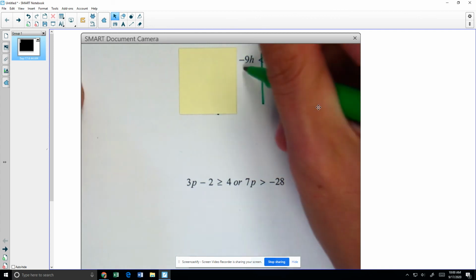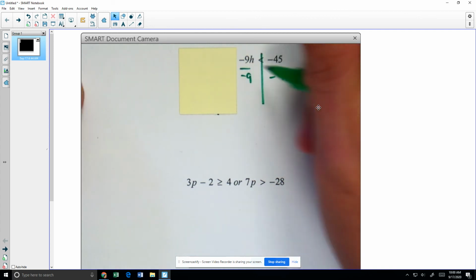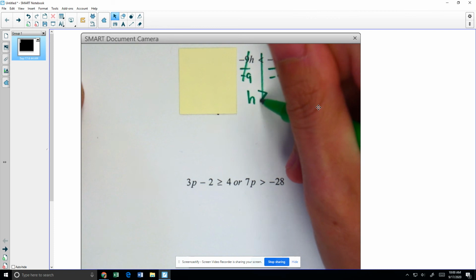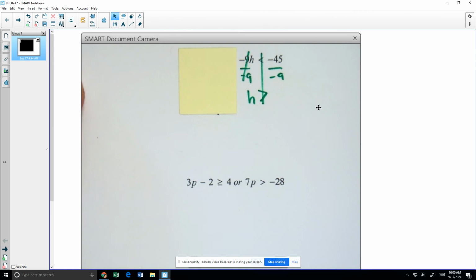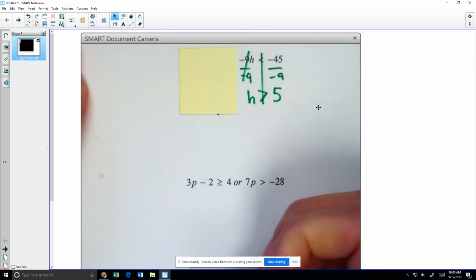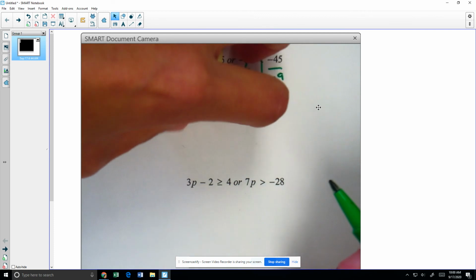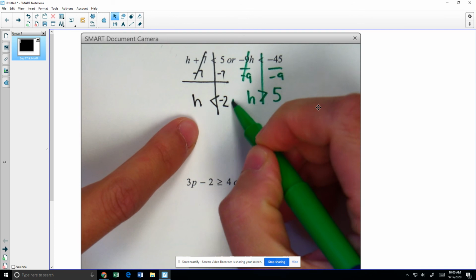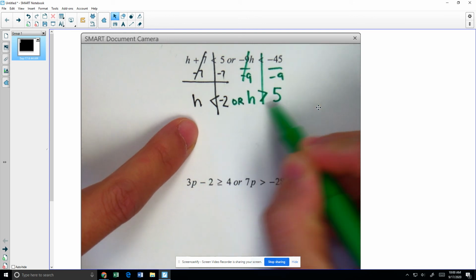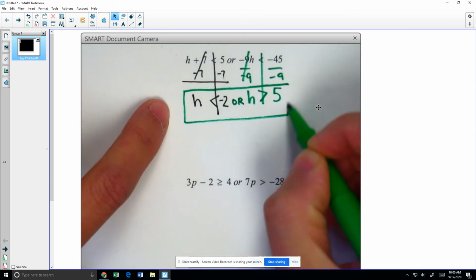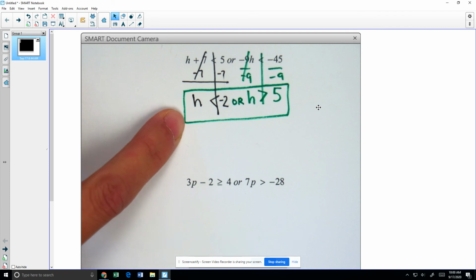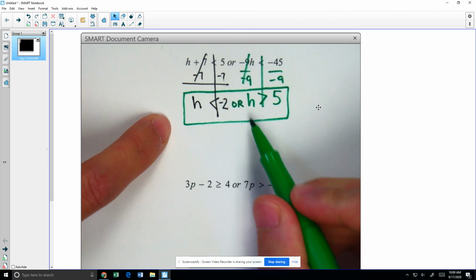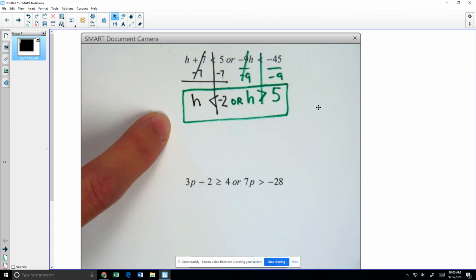Okay, so I'm going to divide both sides by negative 9. I have h. I flip my symbol because I'm divided by a negative, and I have positive 5. So that's my answer. H is less than negative 2. You have to write the word or h is greater than 5. That is my answer. So do you see how ors are super simple? It's just like treat it as two separate problems, get both answers, and then stick the word or in between. That's all you have to do.